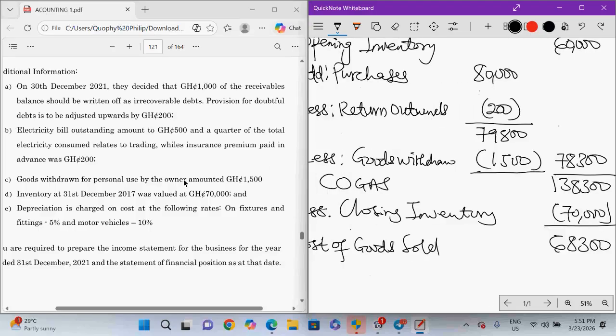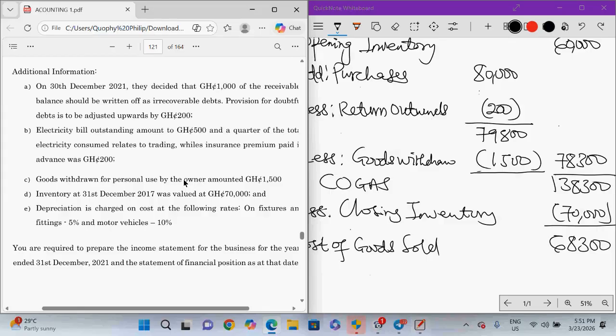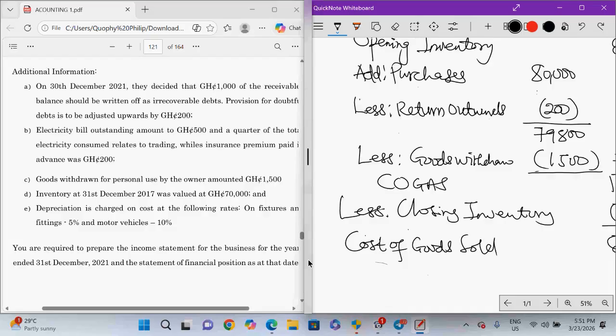I think they said something about a quarter. Yeah, electricity, right? A quarter of the electricity consumed. A quarter of the what? Electricity bill. So where is it? A quarter of the electricity bill goes to electricity in trading.